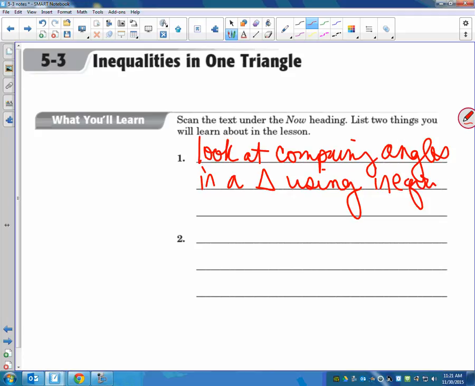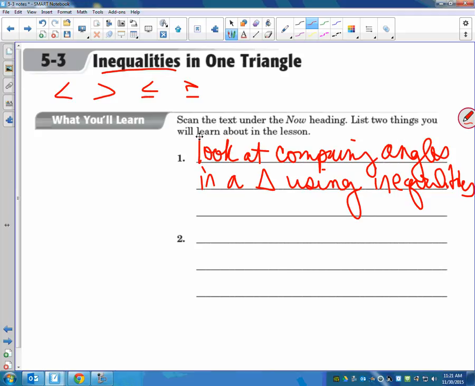Do we need to review what inequalities are? What's an inequality? Like greater than or equal to, less than. It's different than an equation, because an equation is exactly equal, right? So an inequality is just less than, greater than, less than or equal to, greater than or equal to.